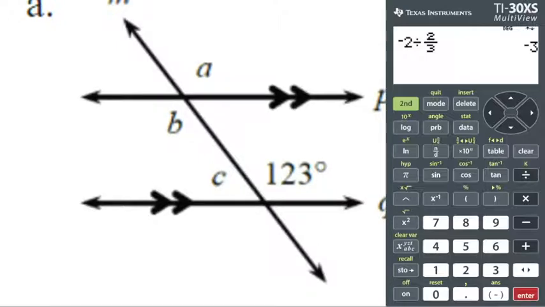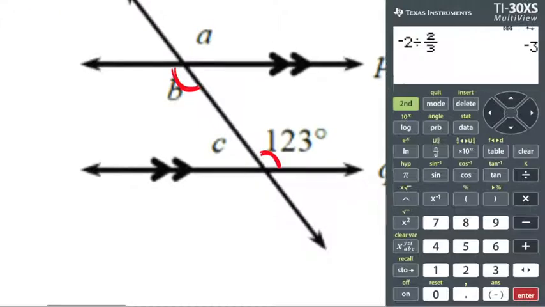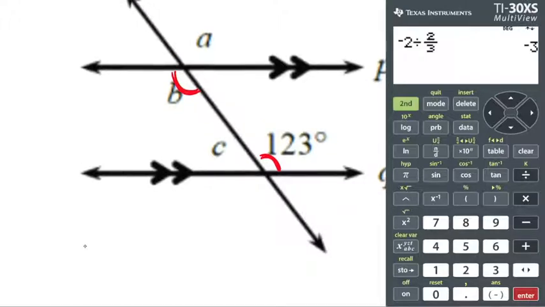Just real quickly from my mind, I know that if 2 parallel lines are cut by a transversal, opposite interior angles are congruent. So this angle and this angle qualify as opposite or alternate interior angles. So I would know that the measure of angle B would equal 123 degrees.